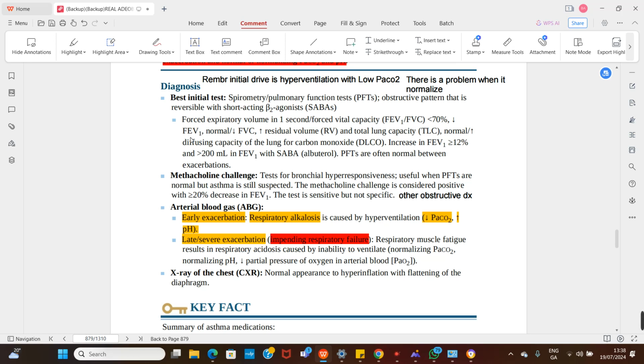What's your question? If 80%, if you measure your FEV1, it's going to be less than 80%. That was the question. Okay.